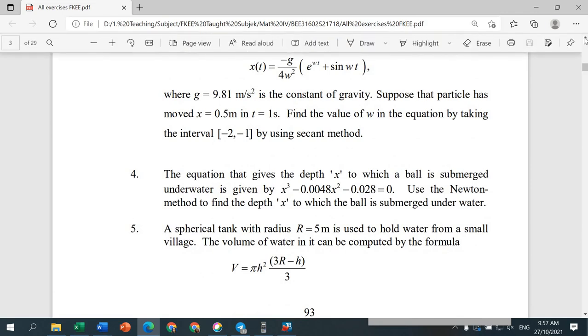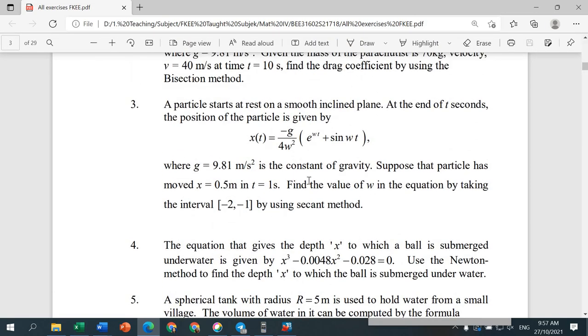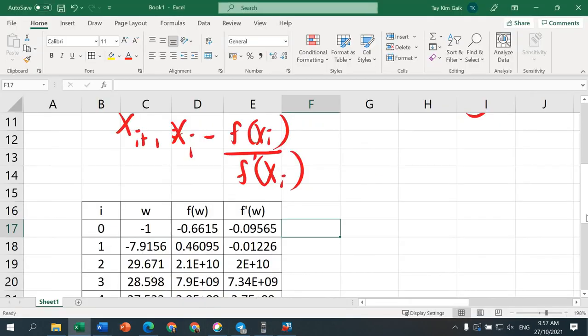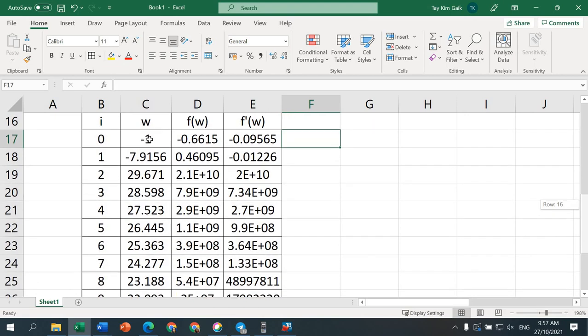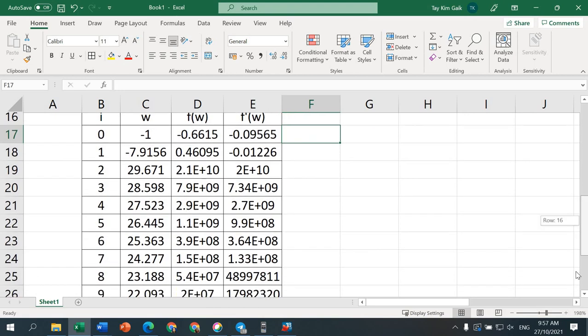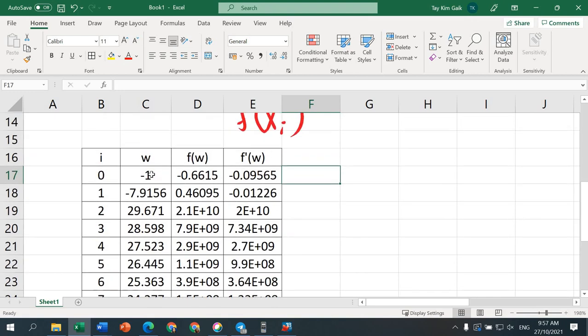When the question 3 here, the question asks to use secant, but your syllabus has not covered secant, that's why I change it to the Newton method. Just now when we use -2, we can get the root, but when we change to -1, the answer is very big. We are checking using Excel is correct. When -1, the answer tends to get bigger and bigger, so it means we cannot obtain the root.